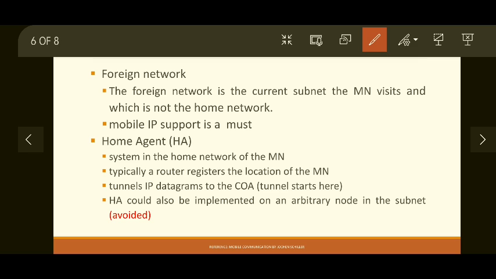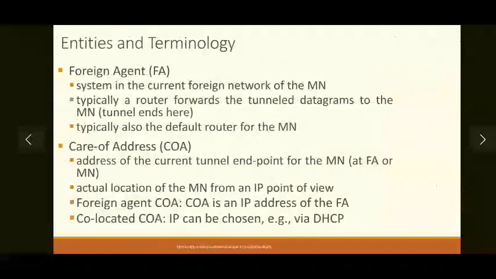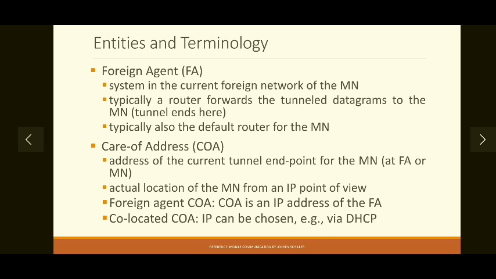So if there is a home agent, there has to be a foreign agent also. A foreign agent is another router which is part of a foreign network.